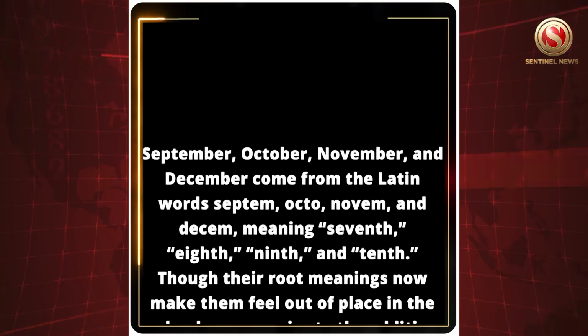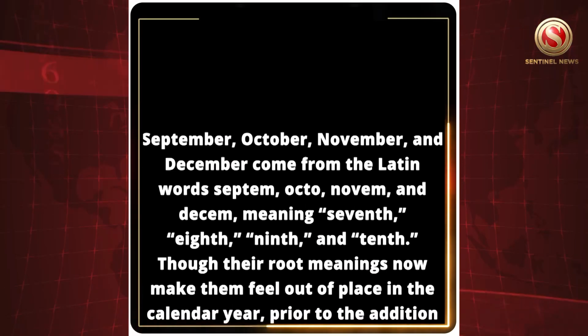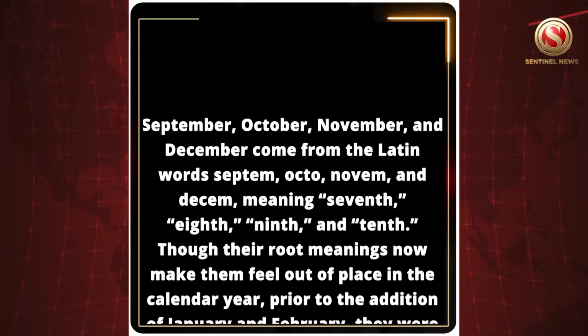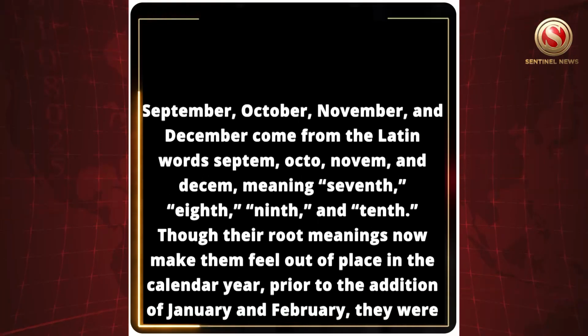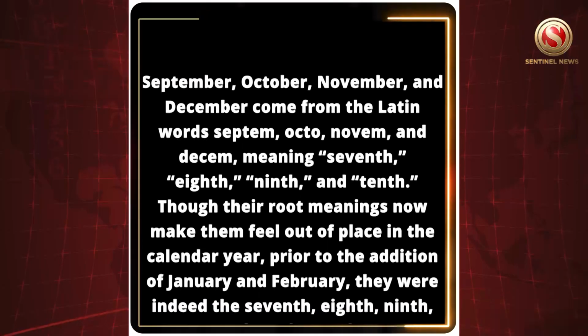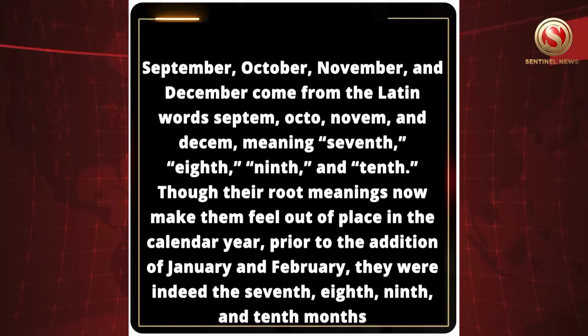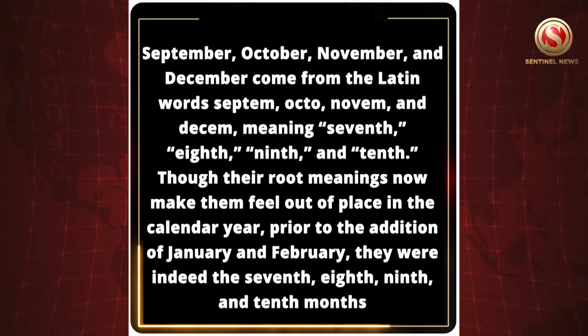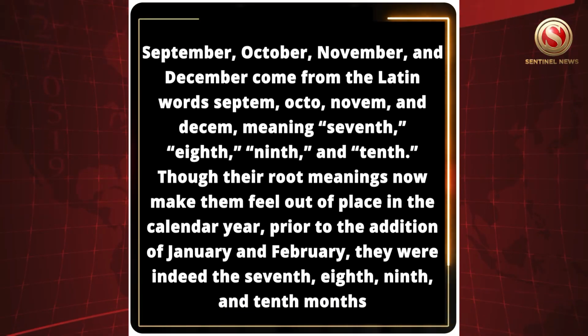September, October, November, and December come from the Latin words septem, octo, novem, and decem, meaning 7th, 8th, 9th, and 10th. Though their root meanings now make them feel out of place in the calendar year, prior to the addition of January and February, they were indeed the 7th, 8th, 9th, and 10th months.